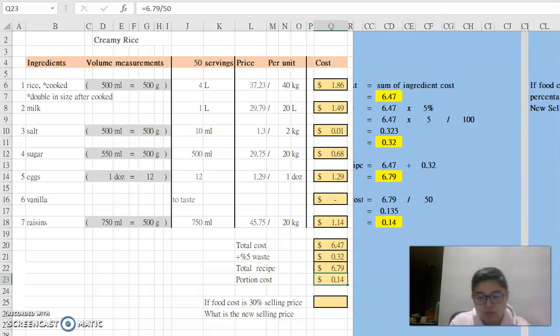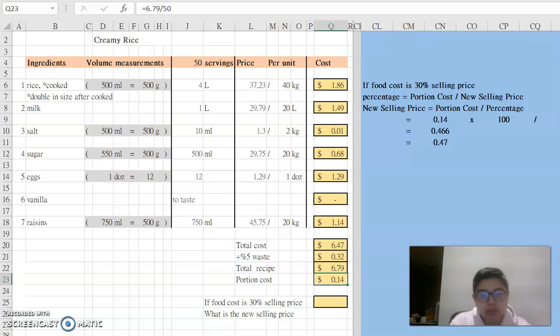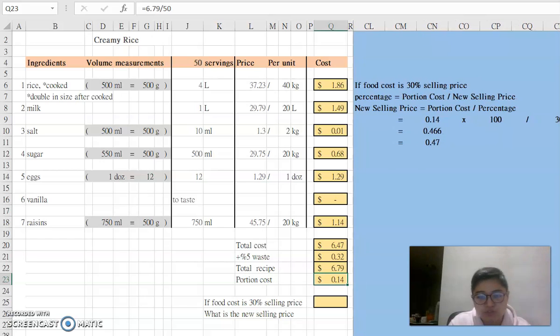Okay. For the last one, we need to calculate the food cost for 30% selling price. This one is 0.14 here, which is this portion cost, times 100 divided by 30, which is 30%. Then after calculation, 0.14 times 100 divided by 30, the answer is 0.47, which is the same as the handwriting calculation.